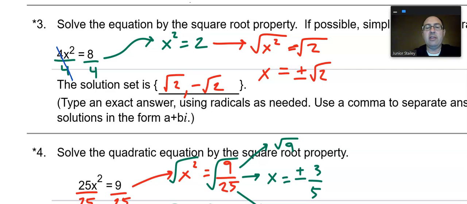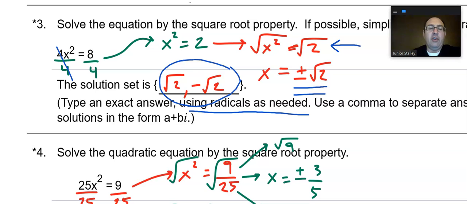Now, when we take the square root, like we do here, the square root of 2 is not a nice number. So we have to stop with plus and minus radical 2. We want to type our answers using radicals as needed and use commas. So, radical 2 is one answer, negative radical 2 is the other. Can I switch the order? Sure, no big deal.